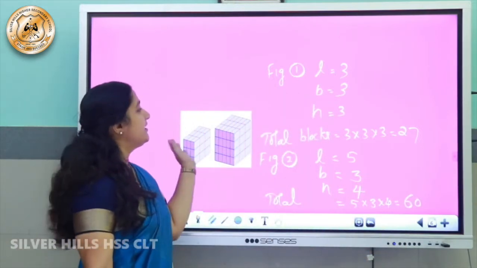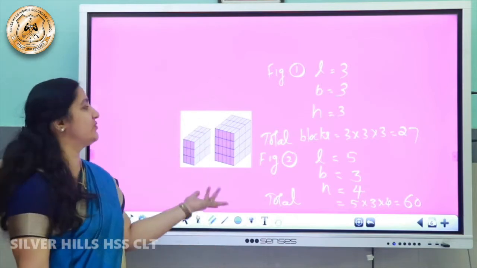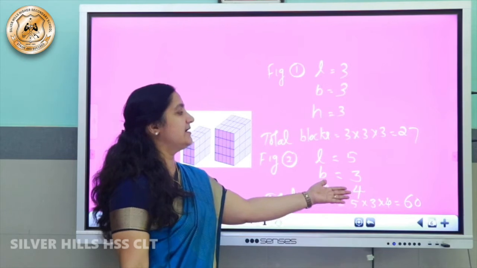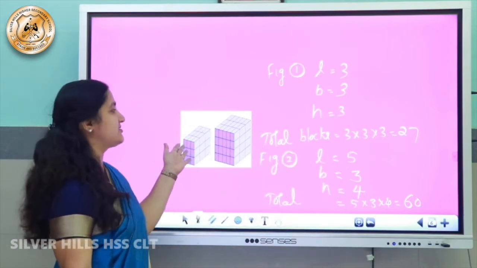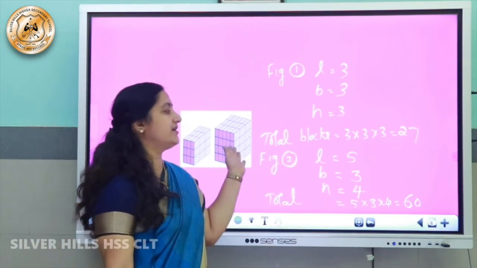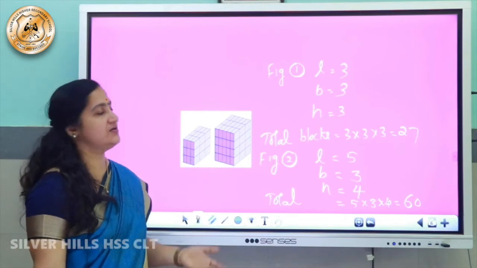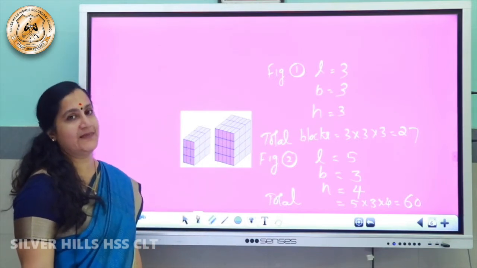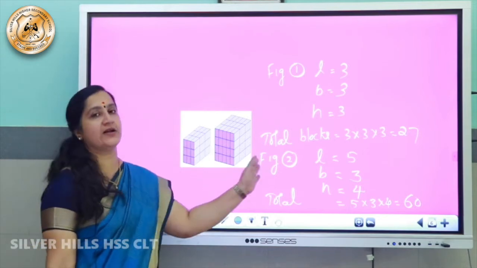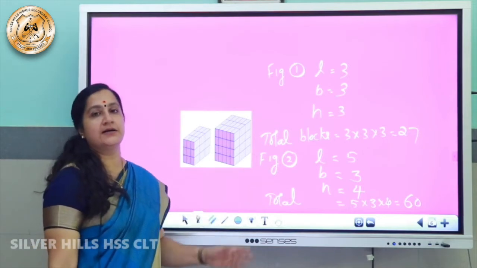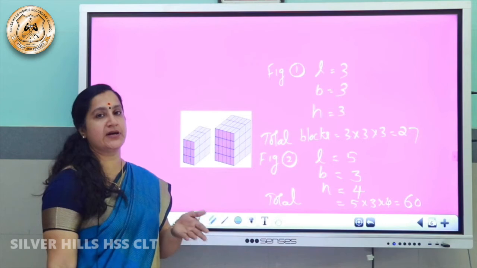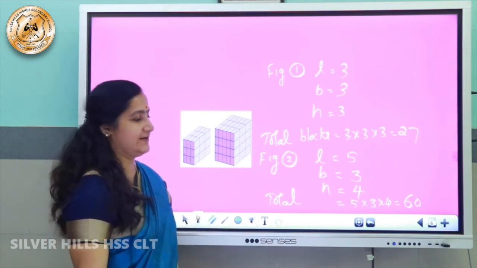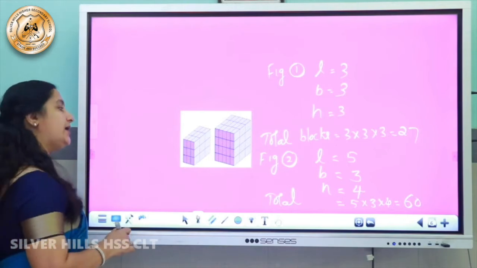Now, tell me among this figure 1 and figure 2, which is larger? Total blocks in figure 1 is 27. Total blocks in figure number 2 is 60. So, no doubt the second figure block is the larger one. So, it is clear, children, how to calculate the number of blocks lengthwise, heightwise and breadthwise. Is it clear? Okay, very good. Now, look at the other figure.